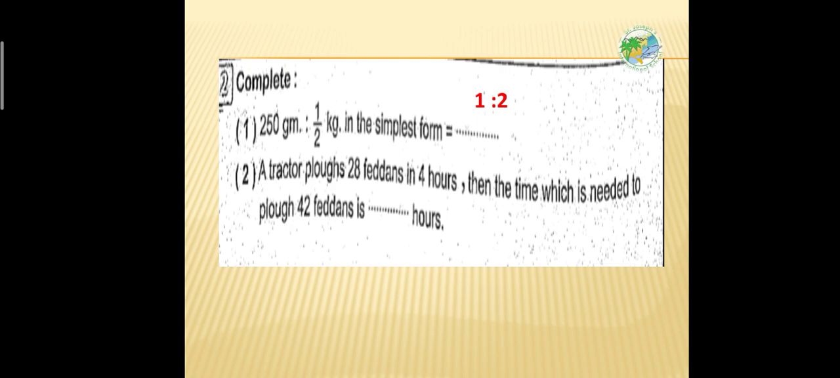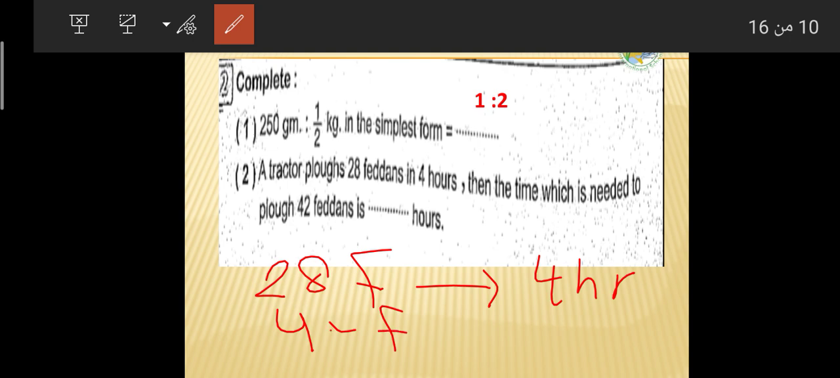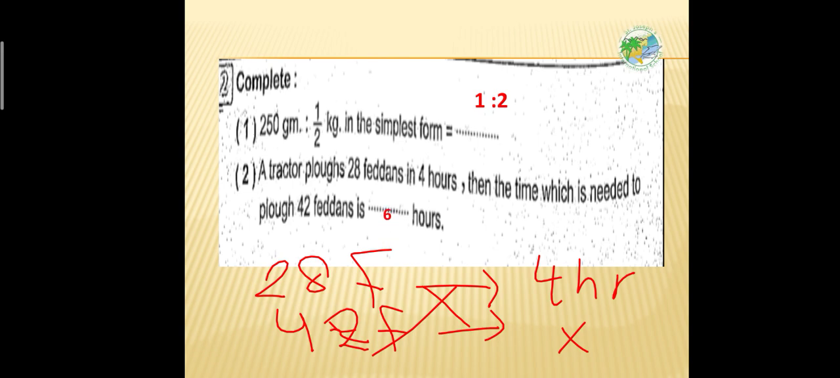Number 2, tractors plough 28 faddan in 4 hours. Then the time which is needed to plough 42 faddan is what hour? This question is for which lesson? For the proportional lesson. Okay, we can answer together. 28 faddan plough in 4 hours, and 42 faddan plough in which hours? Then by cross multiplication we can find the number of hours. Then the number of hours of course equal 6 hours.